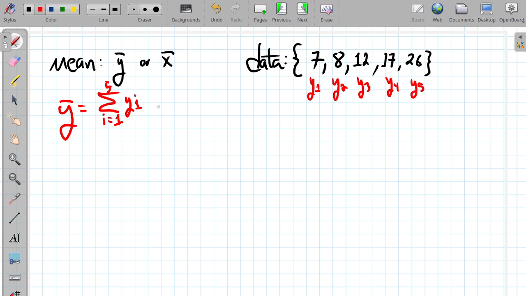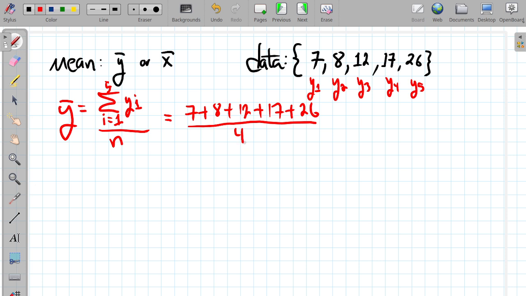So y bar is the sum of those values divided by how many values there are. So here we would have 7 plus 8 plus 12 plus 17 and 26, which we're going to divide by 4. So what does this add up to? 7 and 8 is 15, and 12 is 27. This is 37, 44, 26. This adds up to 70.